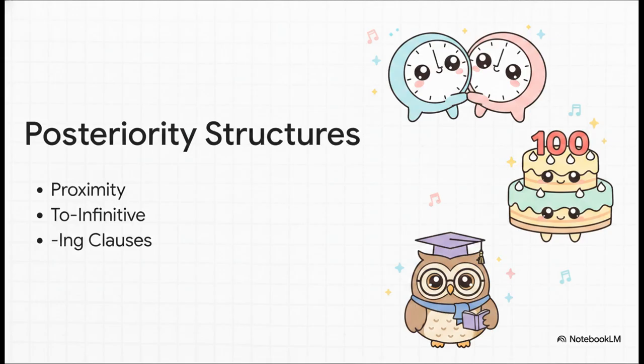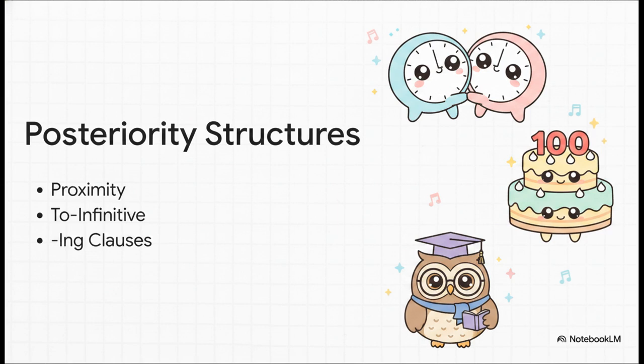Proximity indicators like as soon as or directly don't just say something happened later, they emphasize extreme temporal closeness. Then there are to-infinitive clauses. When you pair them with certain verbs, they elegantly express an eventual outcome, like she lived to be 100.